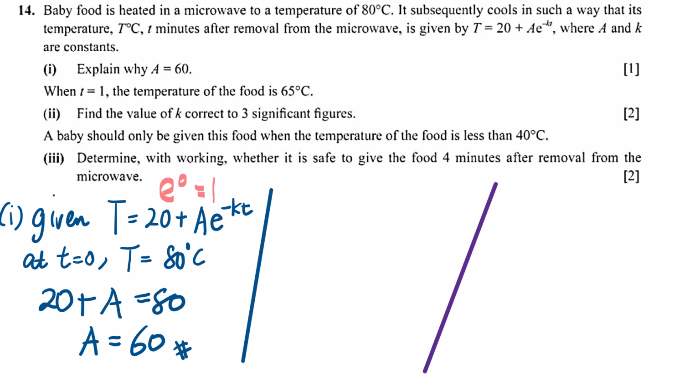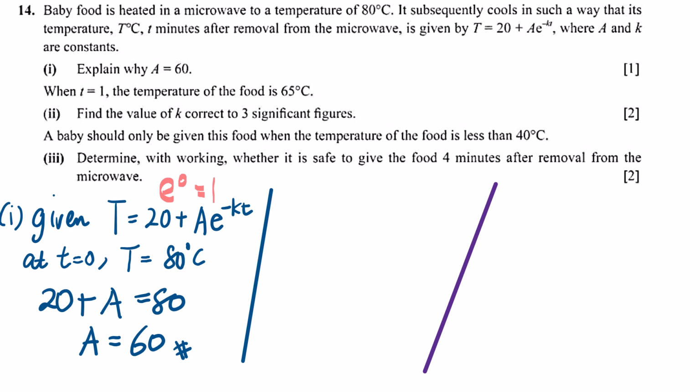So therefore, you will end up getting 20 plus a equals 80. So therefore, a is equal to 60, which is what we are asked to explain in part 1. So when t equals 1, that means 1 minute after bringing the food from the microwave and leaving it outside the microwave, of course, the food will get cooler and the temperature will drop from an initial 80 degrees Celsius to 65 degrees Celsius.